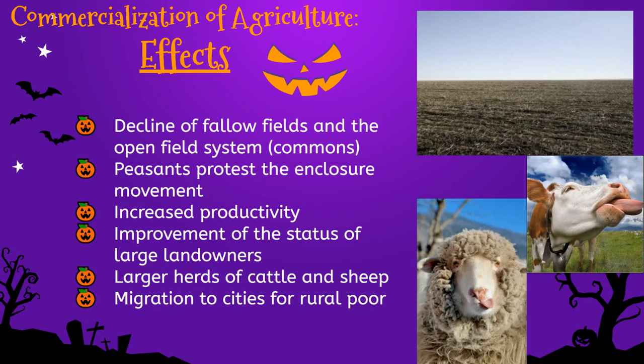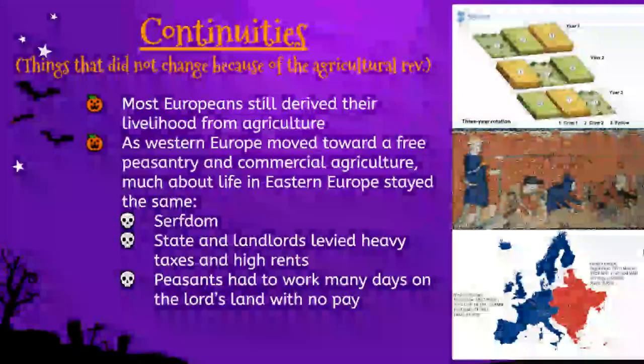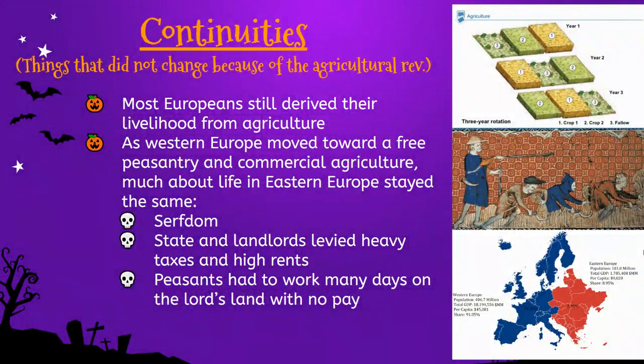And eventually, because of all this private land ownership and the enclosure movement, right, which is where people are not able to farm on common ground anymore, a lot of people are going to start to move to the cities to look for work. So a lot of these rural poor people are going to start to move to the cities instead of staying in the rural areas.